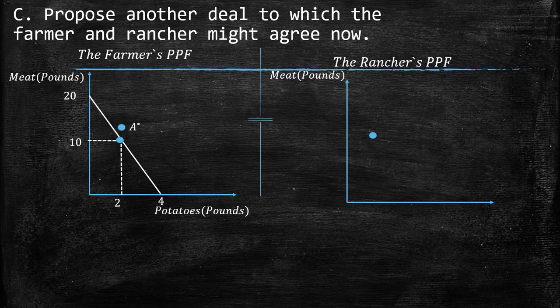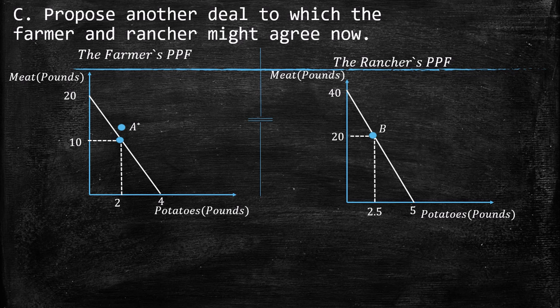This is the rancher's production possibility frontier. We have here the potatoes and the meat. The maximum quantity of potatoes the rancher can produce is 5, and on the other side it is 40 for the meat. So we have here the other point.